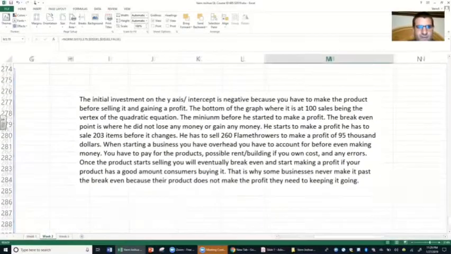The initial investment, the y-axis intercept, is negative because you have to make a product before selling it and gaining a profit. The bottom of the graph, at 100 sales, is the vertex of the quadratic equation, the minimum before he started to make profit. The break-even point is where he did not lose any money or gain any money. He starts to make a profit.